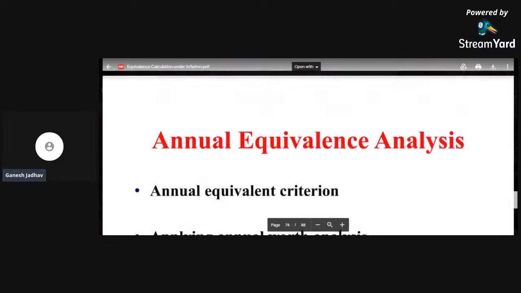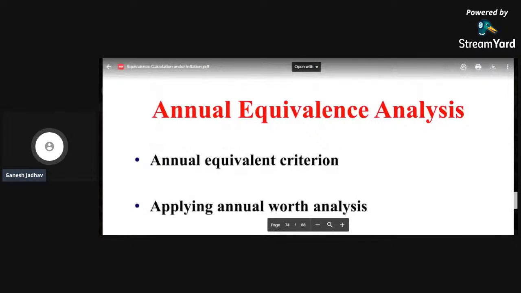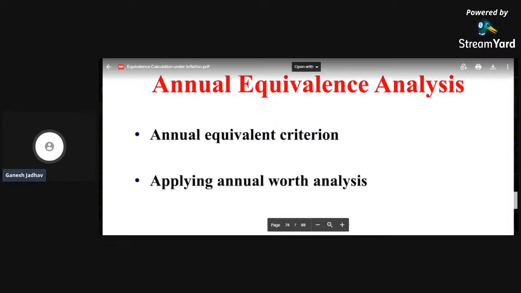Then the next one is the annual equivalence analysis. Annual means at the time of 1 year, 2 years, so this is an annual pattern. Our engineering semester is a semester pattern, but here it is an annual pattern. So we can say annual equivalence analysis has two parts: first, the annual equivalent criterion, and second, applying annual worth analysis.